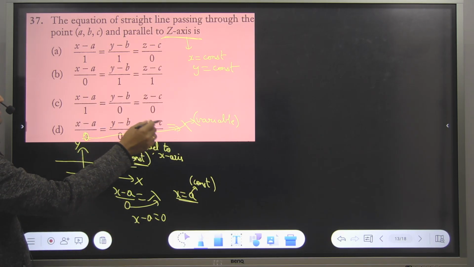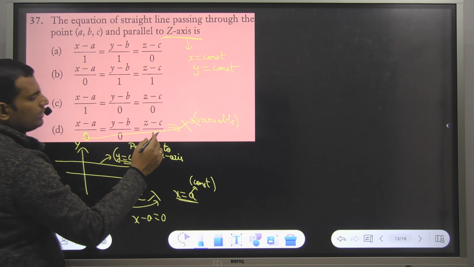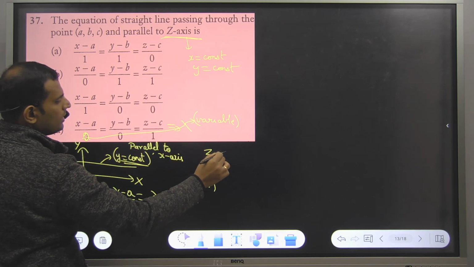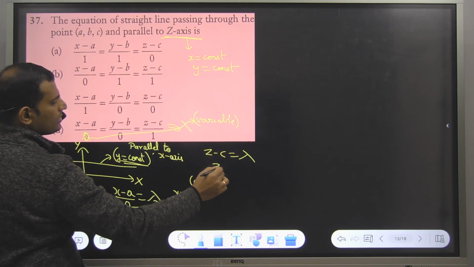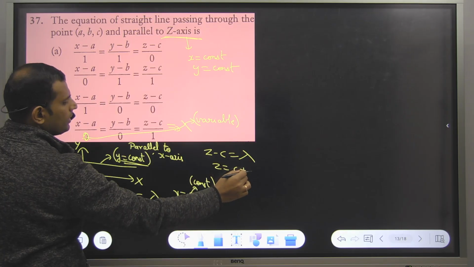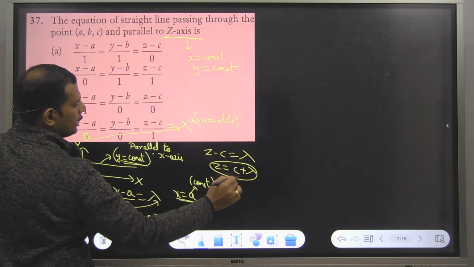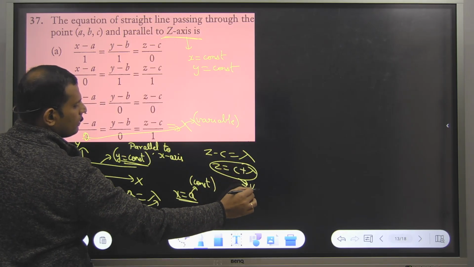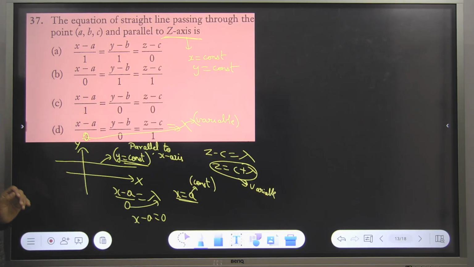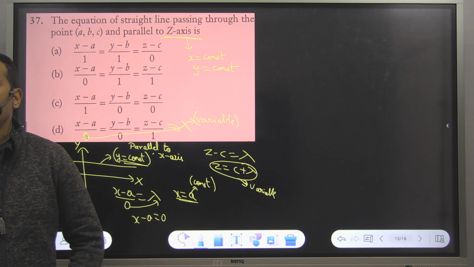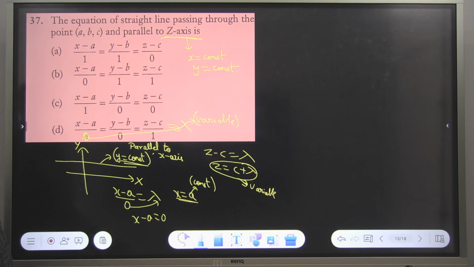But z you didn't want it to become constant, so that's why if you cross multiply this one, you will get z minus c is lambda, or z is equal to c plus lambda. Z can be variable, but x and y must be what? Constant. So that is why it is option D.